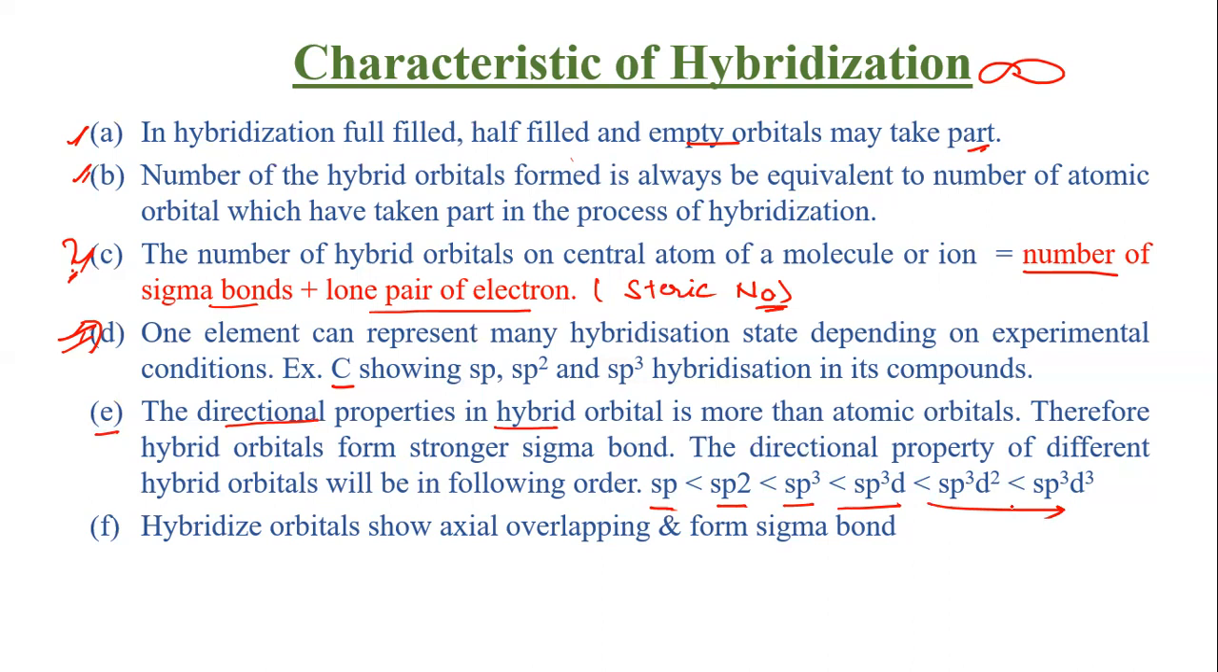Clear? The hybridized orbitals show axial overlapping and form sigma bonds. Now, hybridized orbitals, most of the time, are going to show sigma bonding, that is head-on overlap. Sigma bond. Okay, clear?